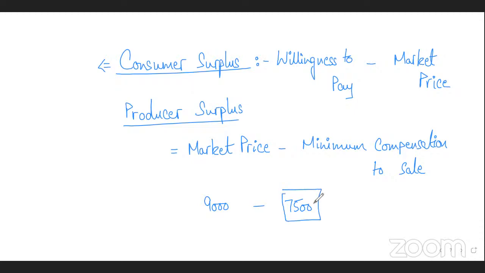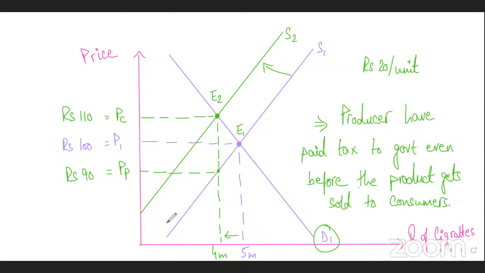So obviously, when producers decide the minimum compensation to sell, they have some profit included in that. But let's say for some reason the market price has gone up and is higher than the minimum compensation to sell. So this 1,500 rupees on each pair of shoes is the benefit that producers received. Why? Because they got to sell their product at a price, 9,000, higher than what they wanted to sell it for. So this is what producer surplus is. Now, how do we show consumer and producer surplus on the graph? That's something that you have to understand, right?